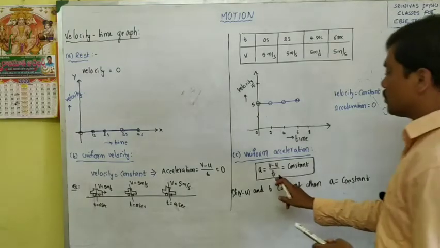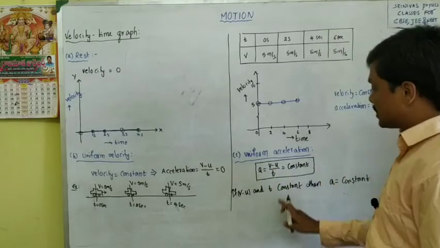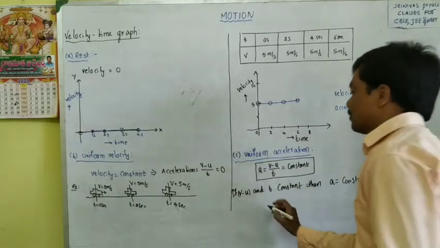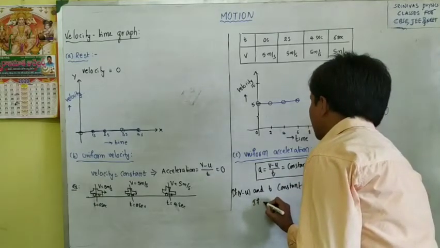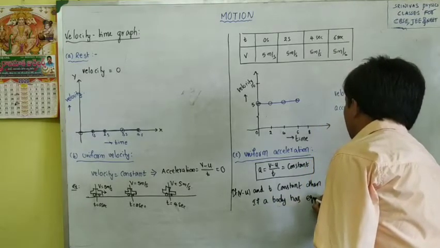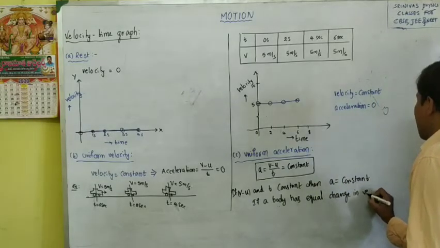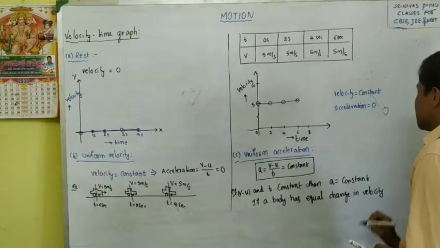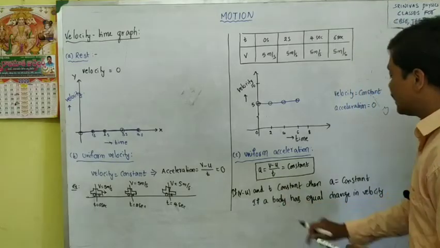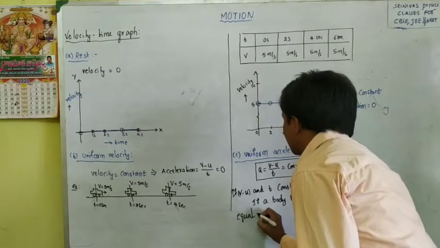That means what is the uniform acceleration definition? Okay, if a body has equal change in velocities, this v minus u should be constant, means equal change in velocity in equal intervals of time.